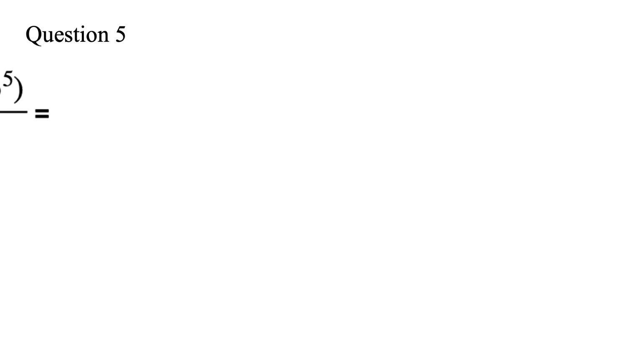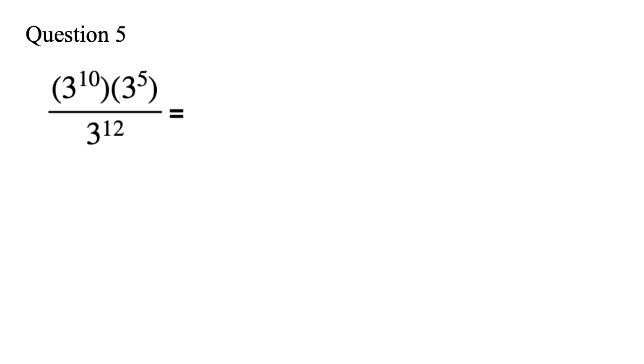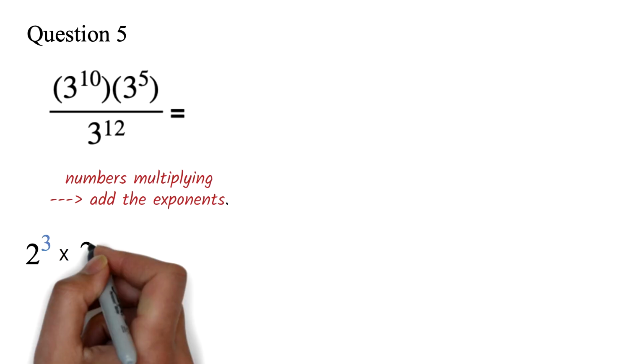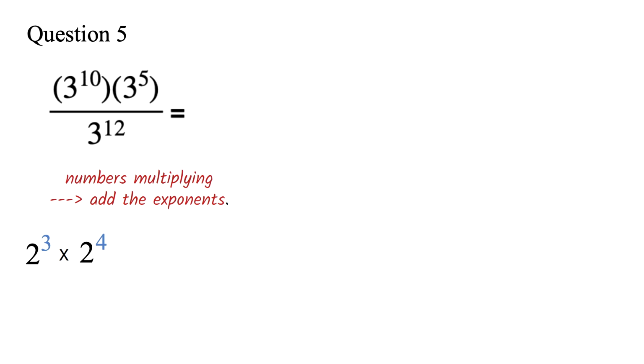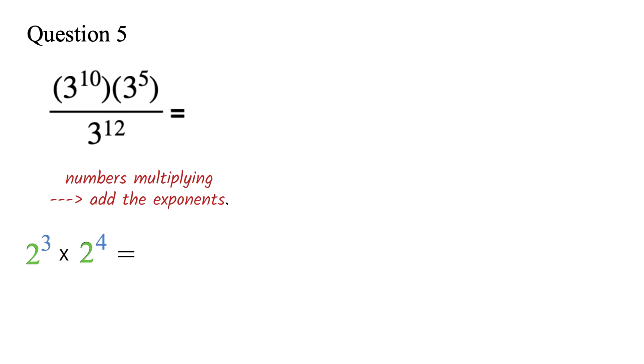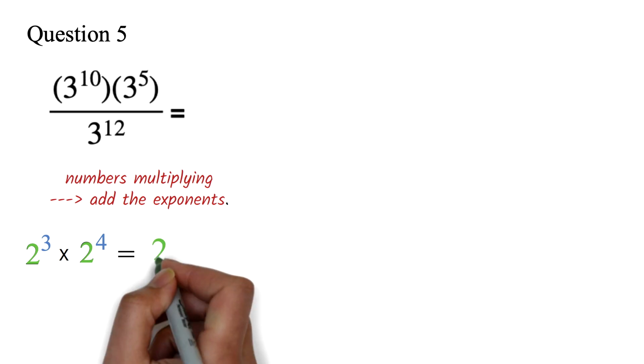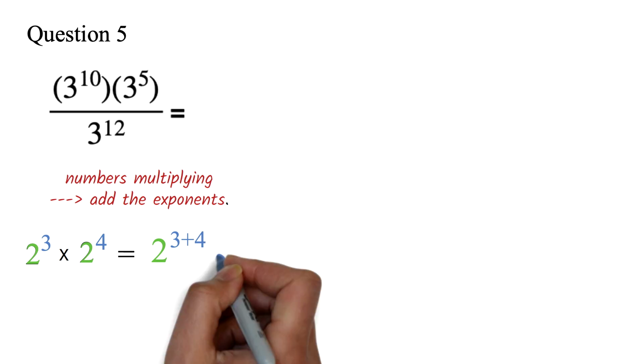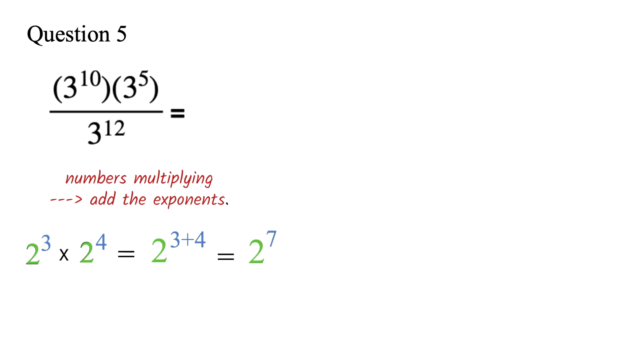Question 5. We are supposed to calculate 3 exponent 10 times 3 exponent 5, all over 3 exponent 12, without using a calculator. If you have two numbers multiplying and the bases are the same, you can just add the exponents. Example, let's look at 2 exponent 3 times 2 exponent 4. Because they both have the same base, which is 2 in this case, we can just add the exponents. So this will be 2 exponent 3 plus 4, which is 2 exponent 7.